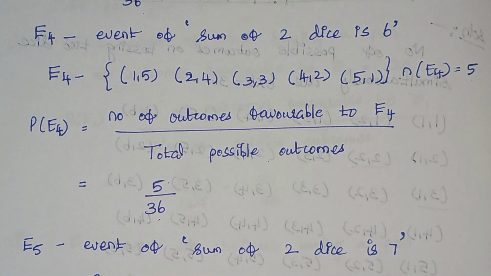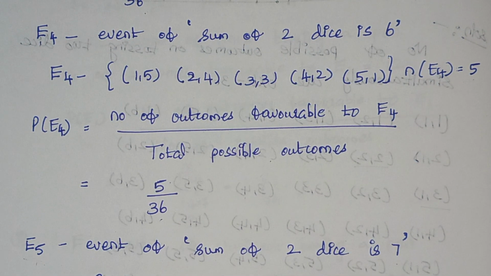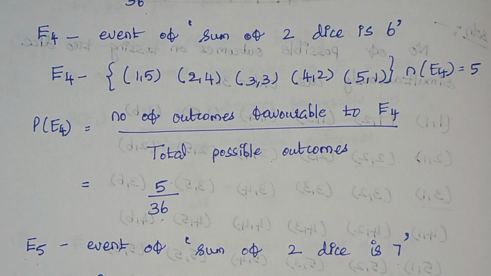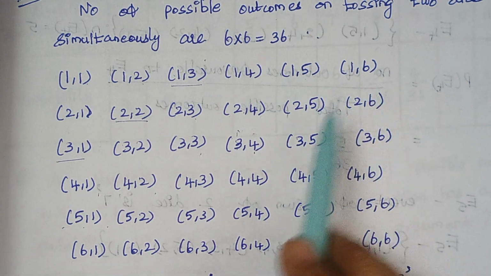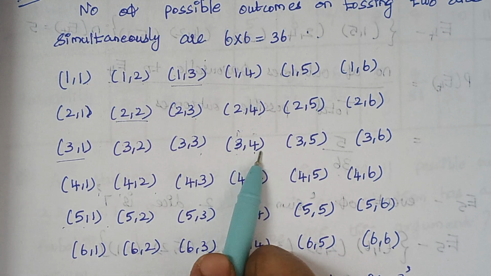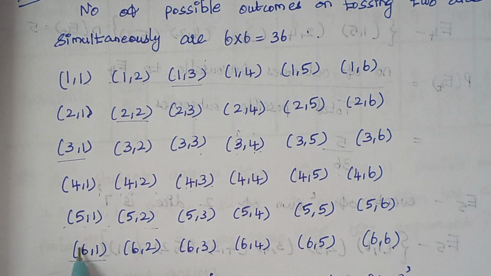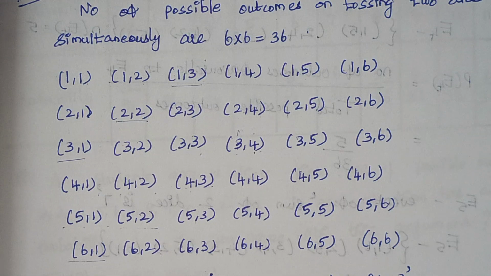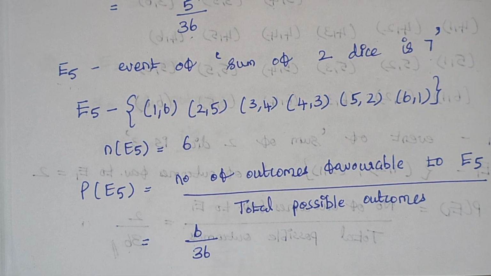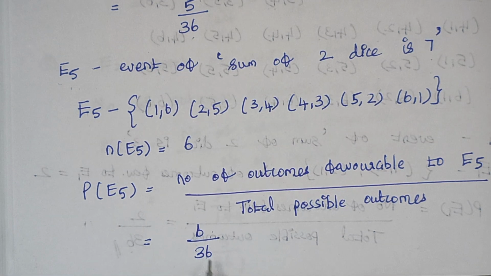The next one is sum of two dice is 7. So let E5 be the event of sum of two dice is 7. So again we have to look back. When you add two numbers, you should get 7. So here 1 comma 6, 2 comma 5, 3 comma 4, 4 comma 3, 5 comma 2 and 6 comma 1. Totally 6 outcomes. Therefore the probability is given by 6 by 36.